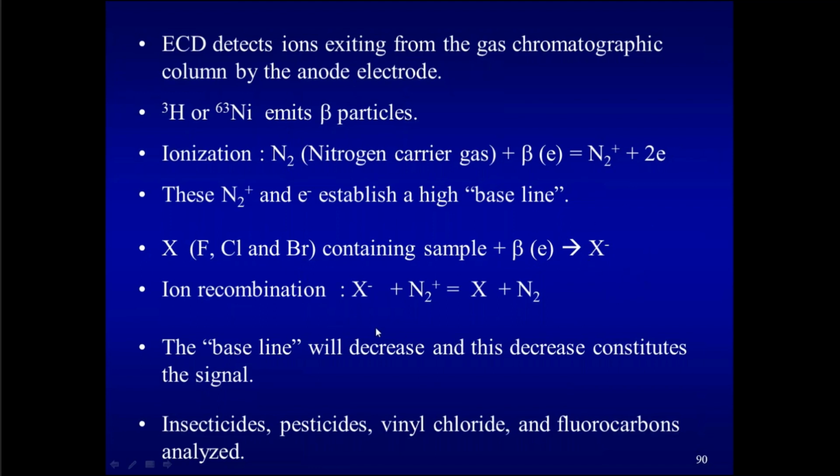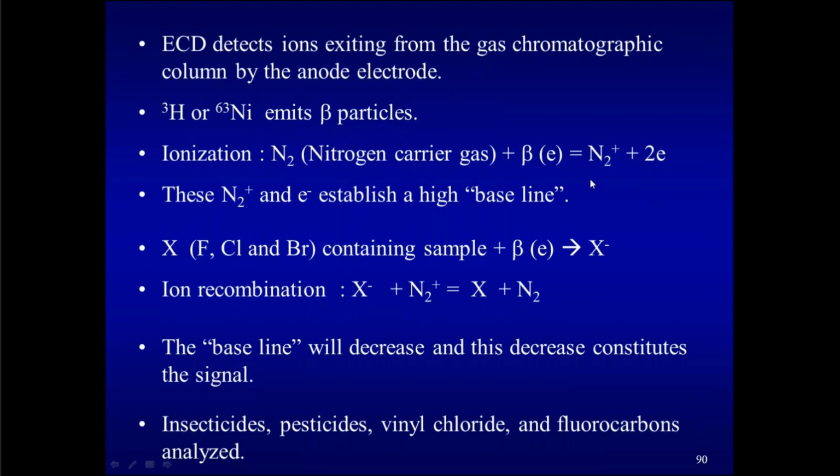Now these two result in almost the same number of charges, so the current should be the same, but in practice this doesn't happen because of the recombination. So X minus combines with nitrogen ion, giving neutral X and neutral nitrogen molecule.